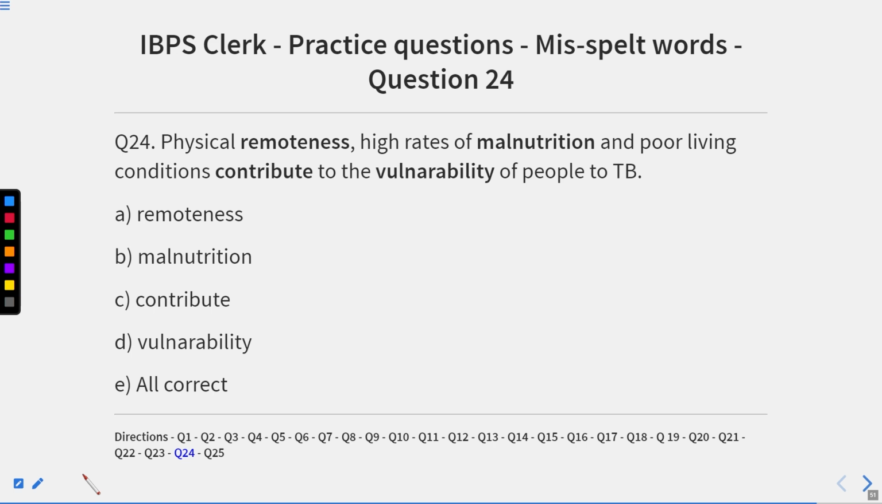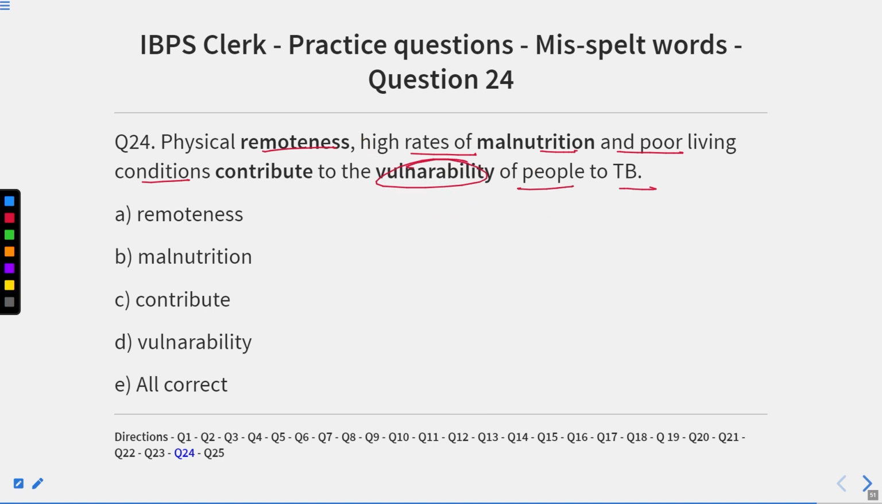Now this is question number 24. Physical remoteness, high rates of malnutrition and poor living conditions contribute to the vulnerability of people to TB. Now let us see each and every word one by one. First we have remoteness. So REMOTENESS. Physical remoteness, it means area which is not within your reach. High rates of malnutrition and poor living conditions contribute to the vulnerability. It means weakness of people to TB.